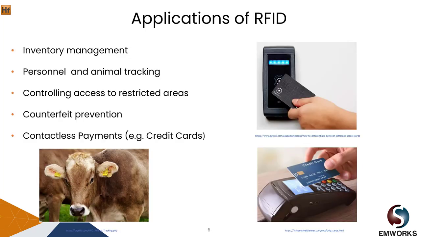Alright, so let's talk about some applications of RFID. RFID is used in several areas. For example, it can be used for inventory management, personnel and animal tracking, as well as controlling access to restricted areas. It can also be used for counterfeit prevention or contactless payments such as credit cards. Here are some images showing some applications of RFID, such as access to restricted areas, contactless payment, and animal tracking.